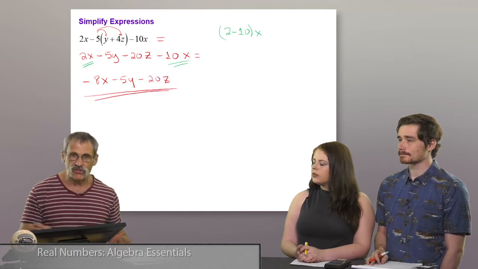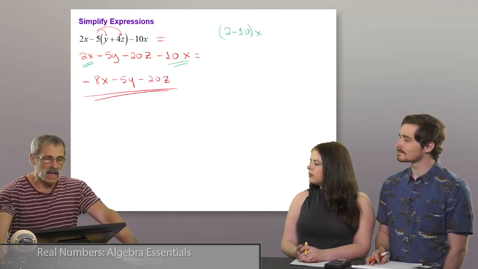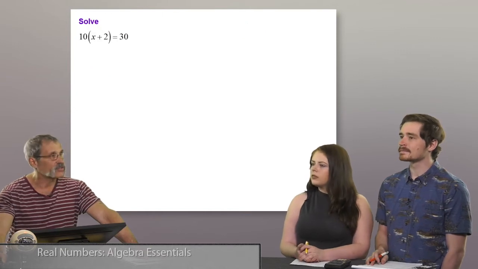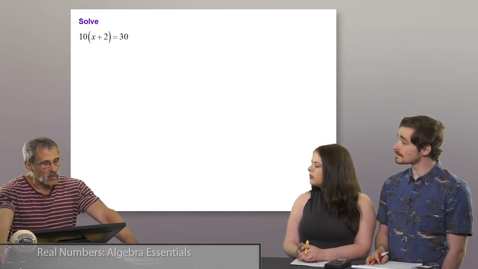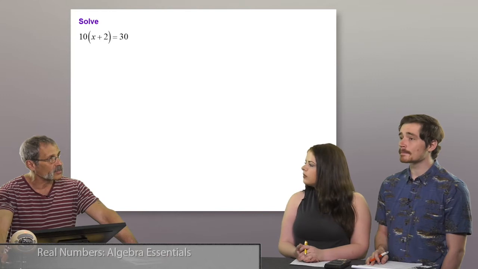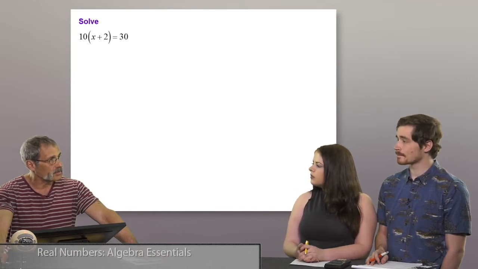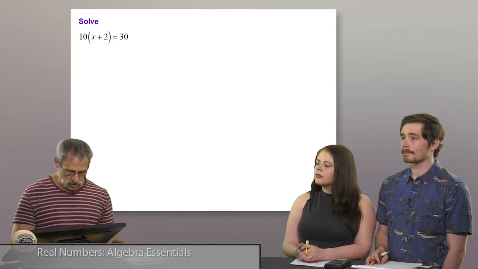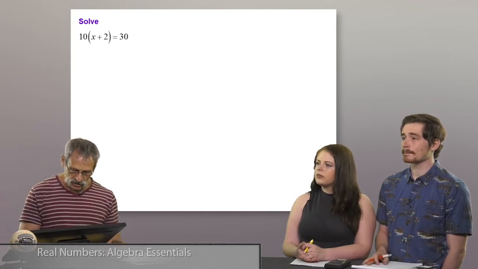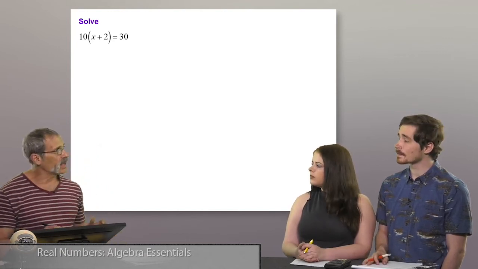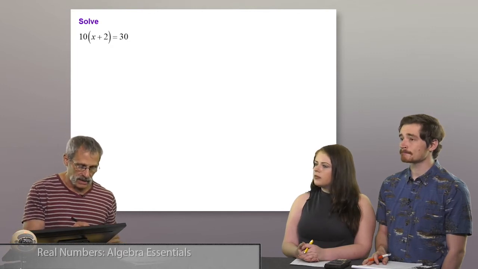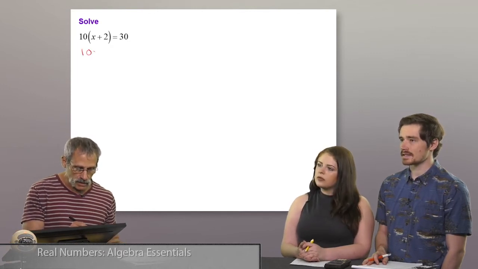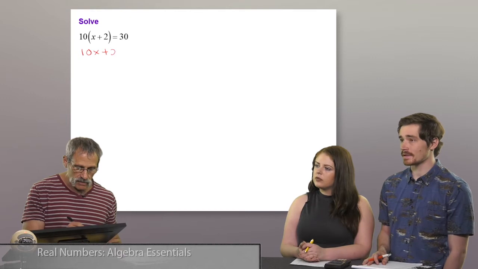There's my simplification. One last point, solving. If I solve, what I want to do is find the value of x. So I want to isolate it. So x is trapped in parentheses, so the first thing I'll do is use the distributive property to remove the parentheses. What happens when I multiply a 10 through the parentheses? I get what? You'll get 10x plus 20 equals 30.